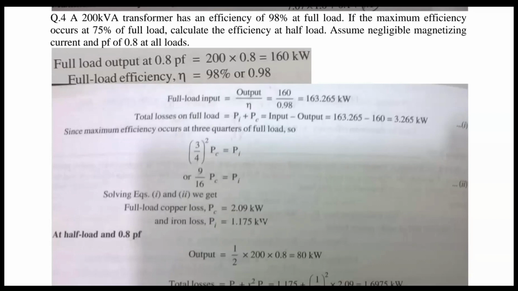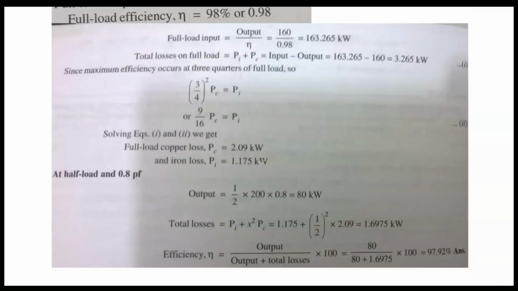So here we get the relationship between Pi and Pc. One relation is this, and the second relation we know is that Pi plus Pc is equal to 3.265. So two relationships, two unknowns, we will solve them to get the iron loss and the full load copper loss.